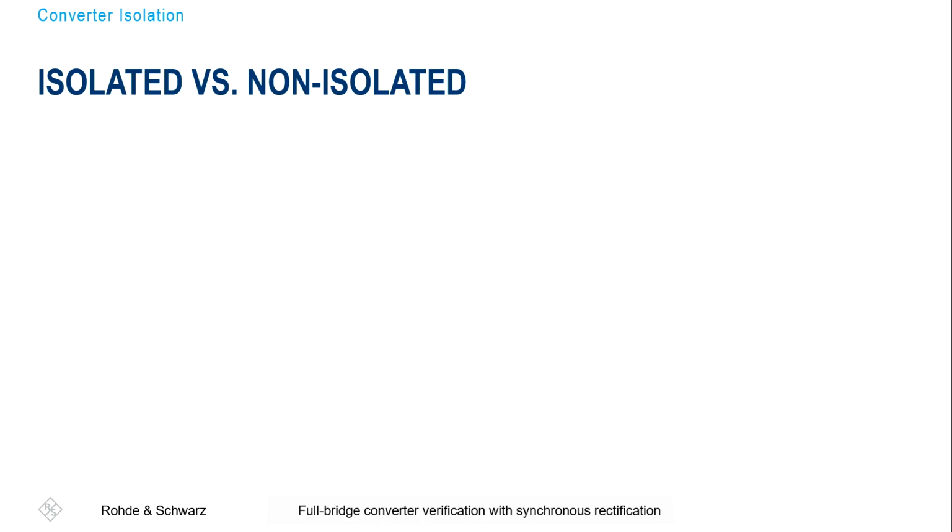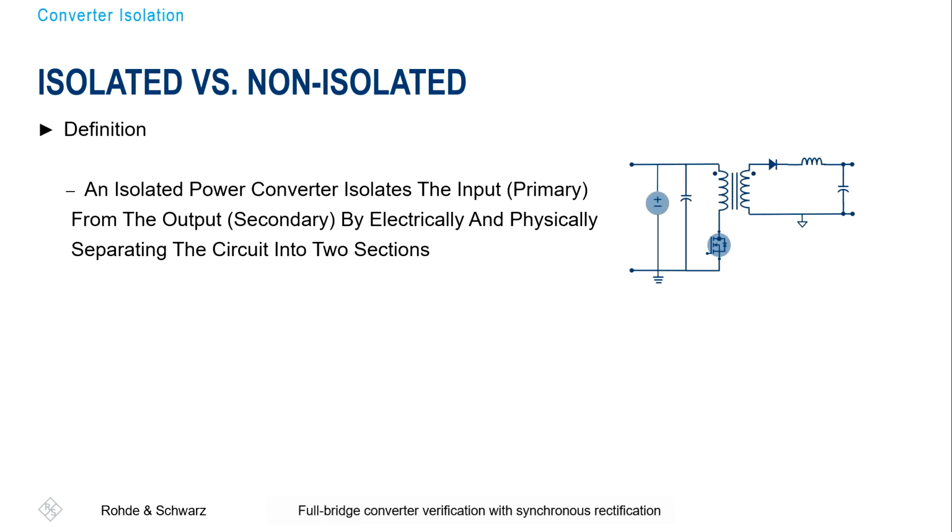And before we go into the details, the definition of isolated and non-isolated is not so complicated. In an isolated system, we have basically two circuits separated electrically and galvanically, so that no direct current can flow from the primary to the secondary.